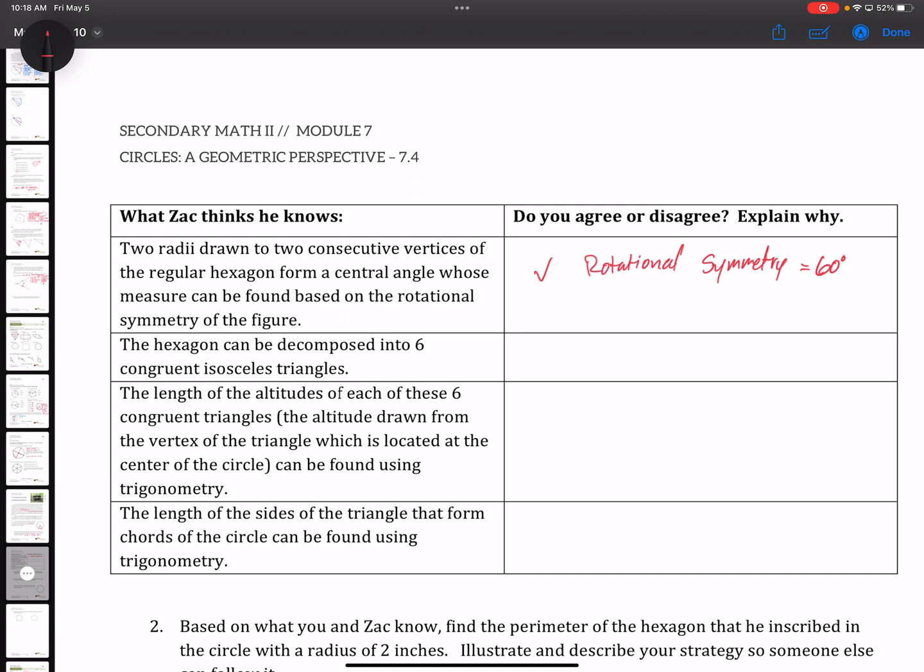Okay, the next one: a hexagon can be decomposed into 6 congruent isosceles triangles. What do you think? Yes.